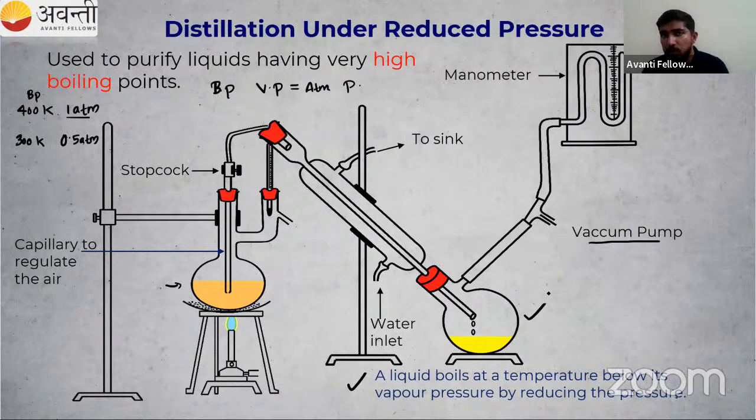For which organic compounds are we using this? Liquids. To purify liquids having a very high boiling point, and if they decompose before reaching their boiling point, we can use distillation under reduced pressure. It is somewhat different, but still you will get some idea about reduced pressure. So we have studied simple, fractional, and distillation under reduced pressure.